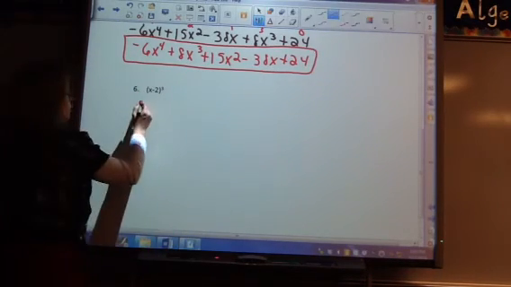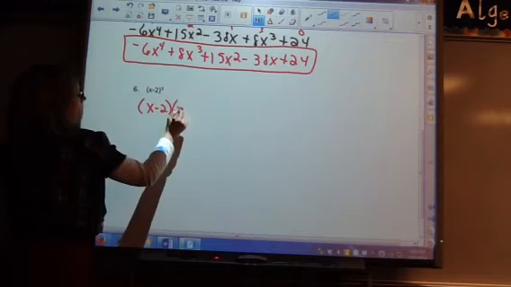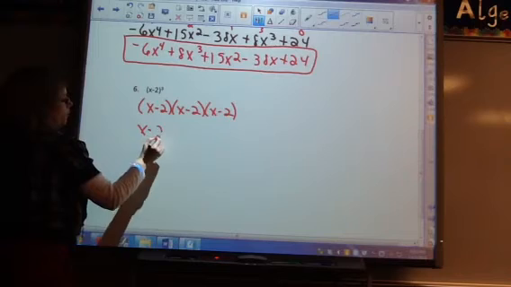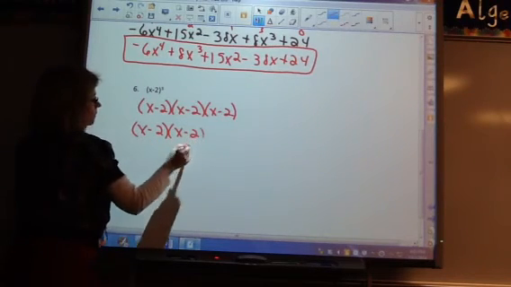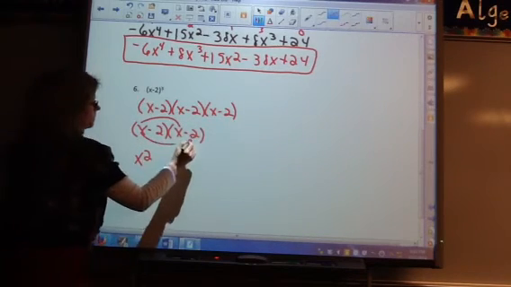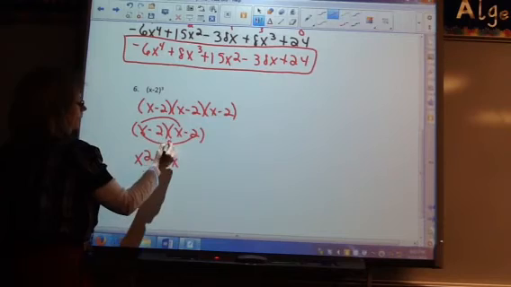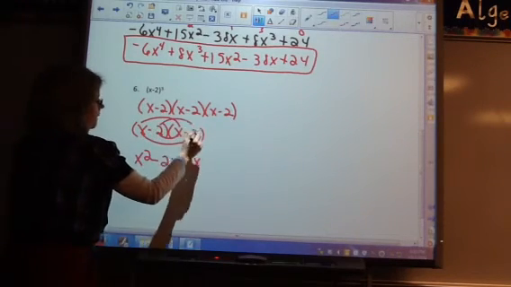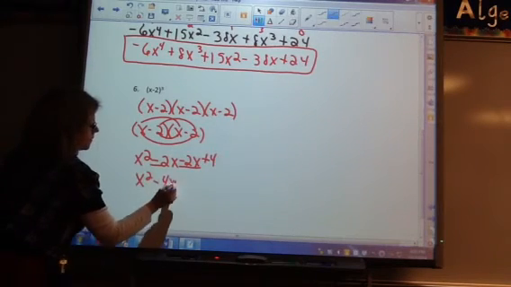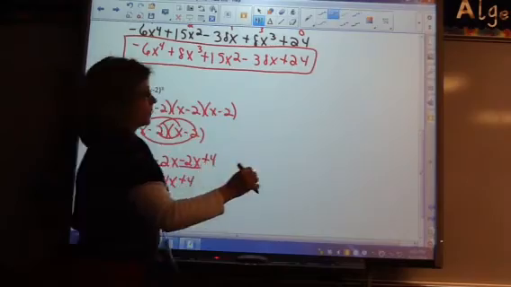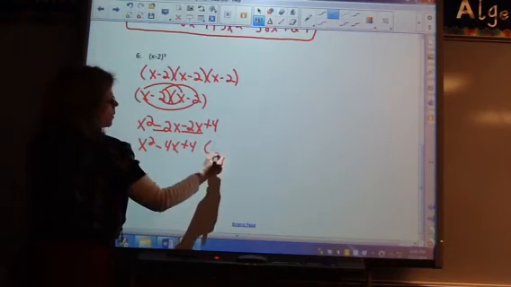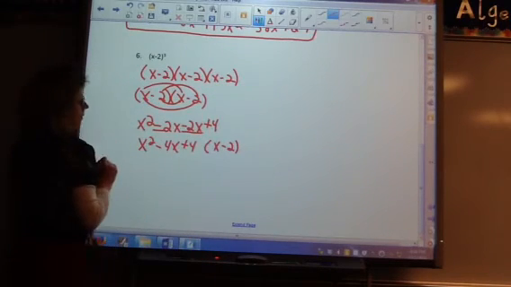So, what we have here is x minus 2 cubed. So, let's focus on this first. The first two binomials. And what you're going to do here is you're going to FOIL. So, I have x squared minus 2x minus 2x plus 4. Combine like terms. Okay? Then what I need to do is multiply this trinomial with my last binomial here.